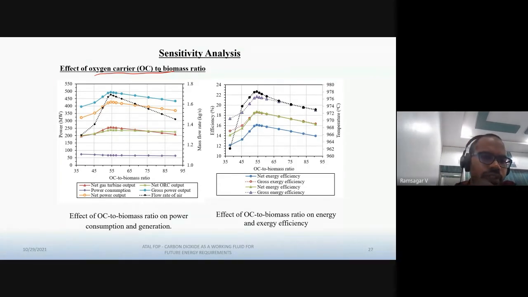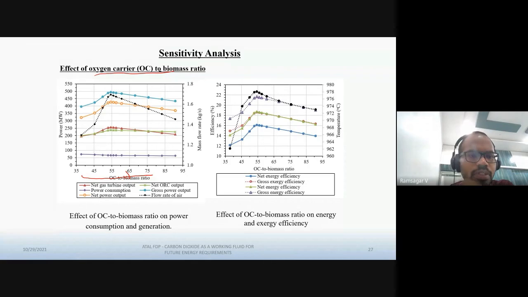So, for example, as we increase the oxygen carrier amount per unit amount of biomass, initially we observed the net power output is increasing. Not only net power output, you can see gross power output, power output from the combustor, and power output from the ORC turbine. So this gross and net are mainly calculated from these two profiles. You can observe the net gas turbine output power is increased and the ORC turbine power output is also increased as we increase the OC to biomass ratio.